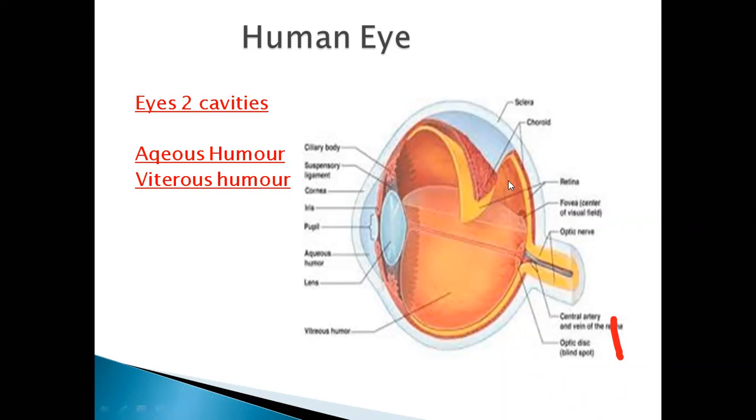Okay, it was all about the structure of the eye. The next thing is the color vision, and the other things we will see in our next lecture. Till here, if you have any problem, please let me know.